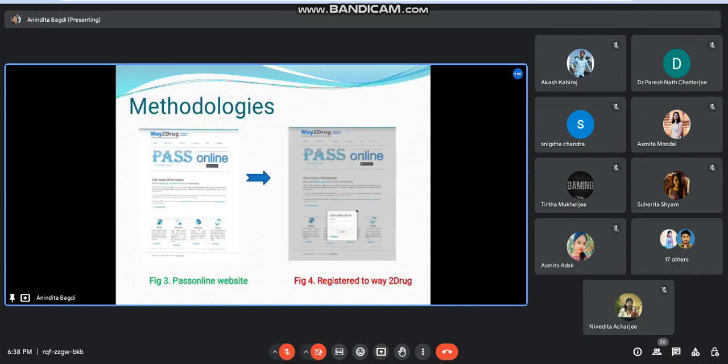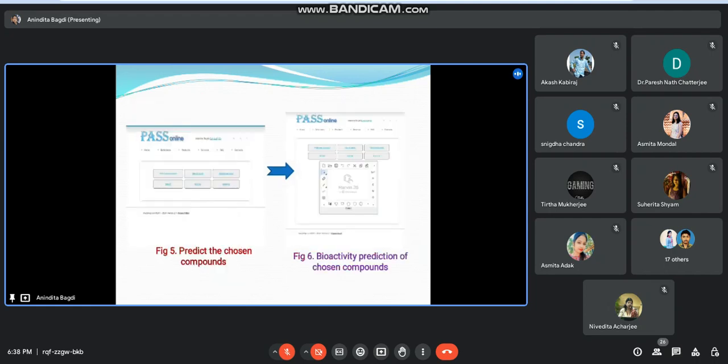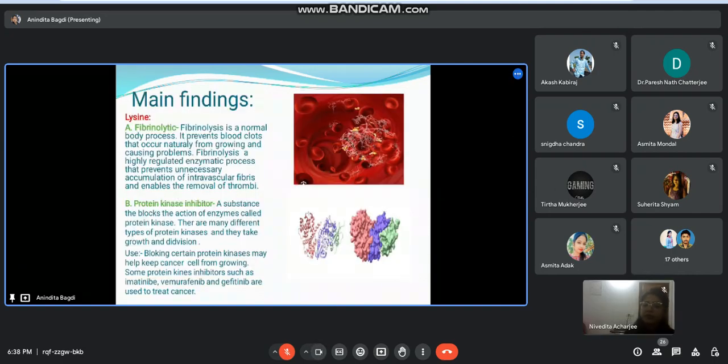Methodologies used. First, I opened the PASS online website, then registered, drew and predicted the chosen compounds, and made the bioactivity predictions of the chosen compounds. Main findings: lysine.